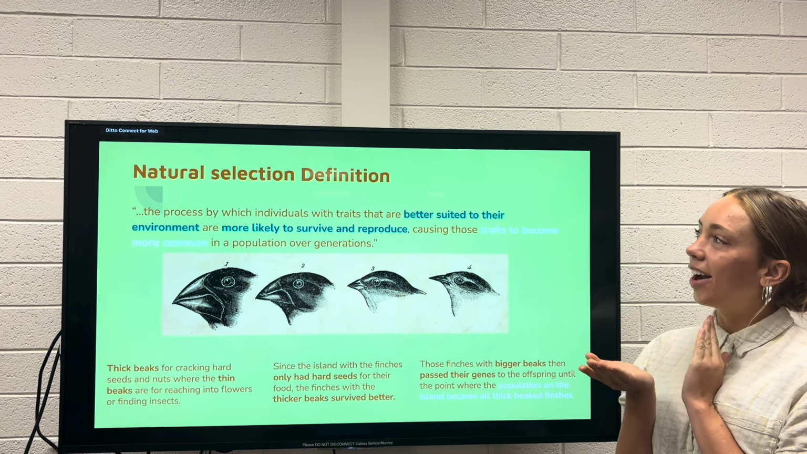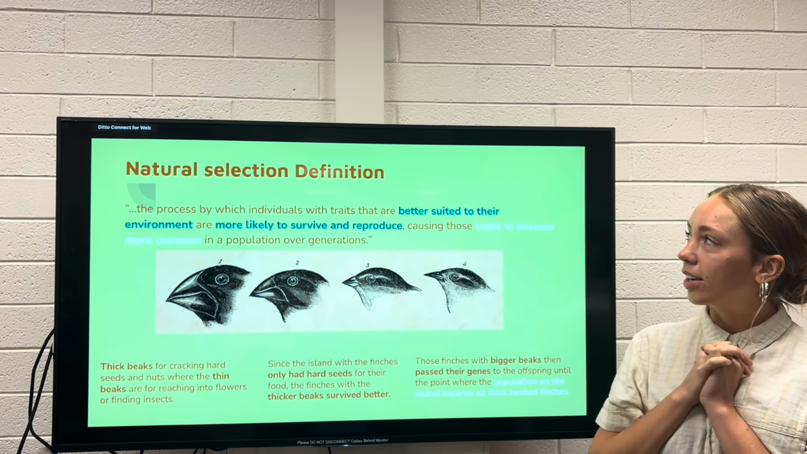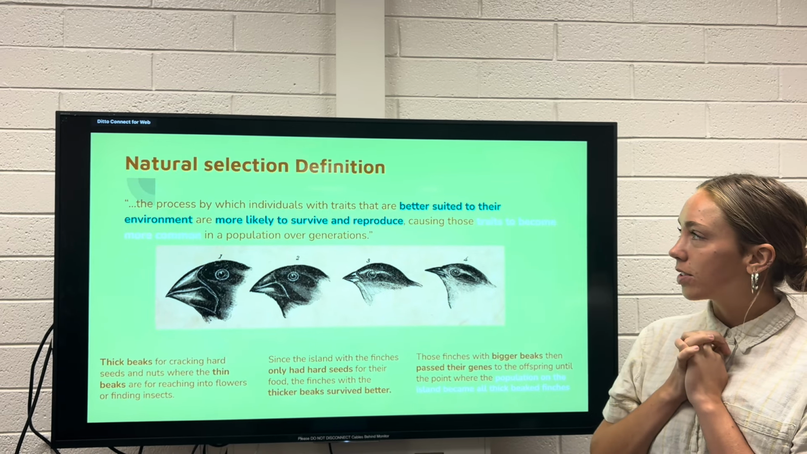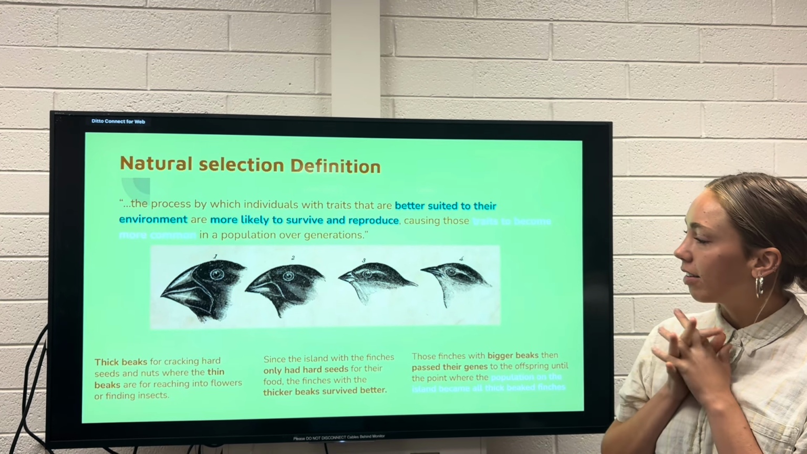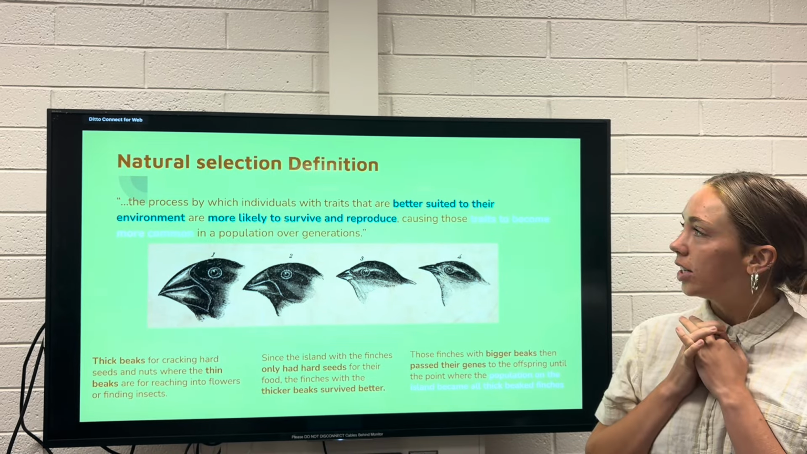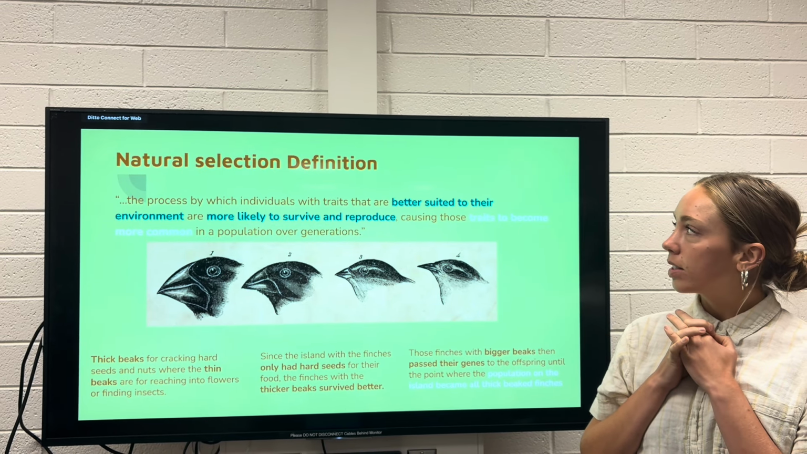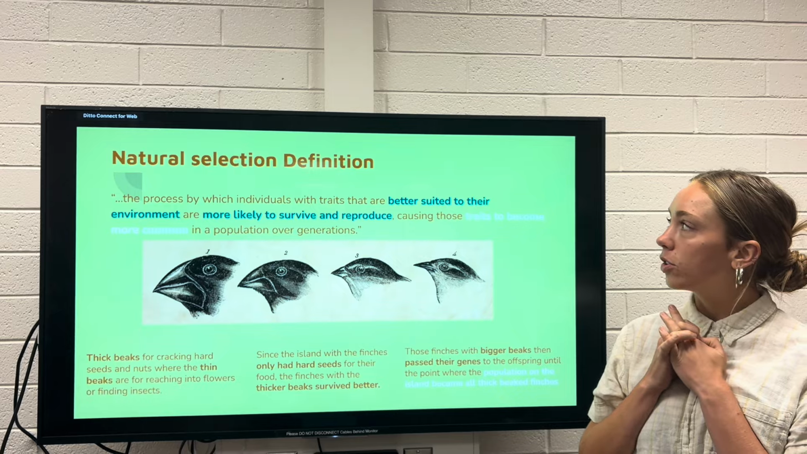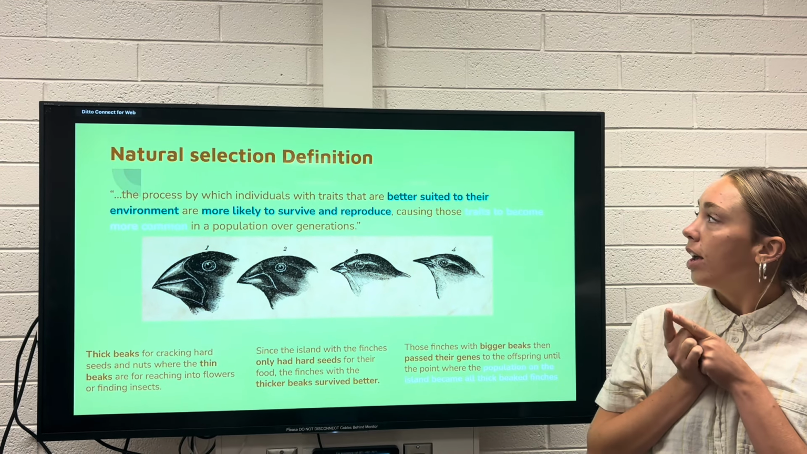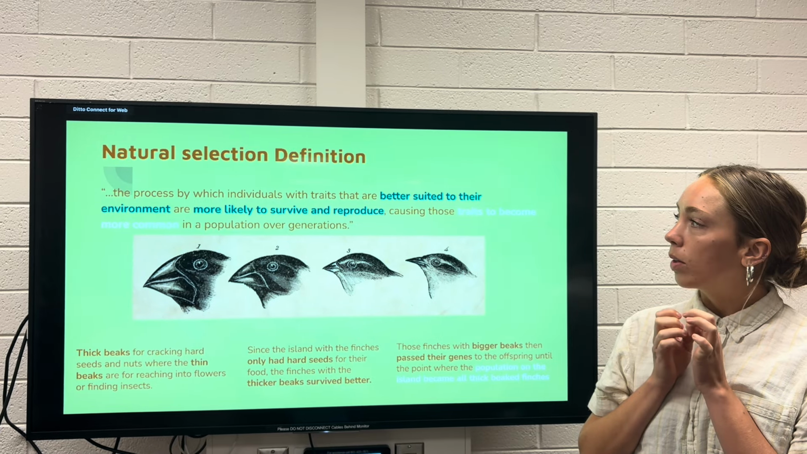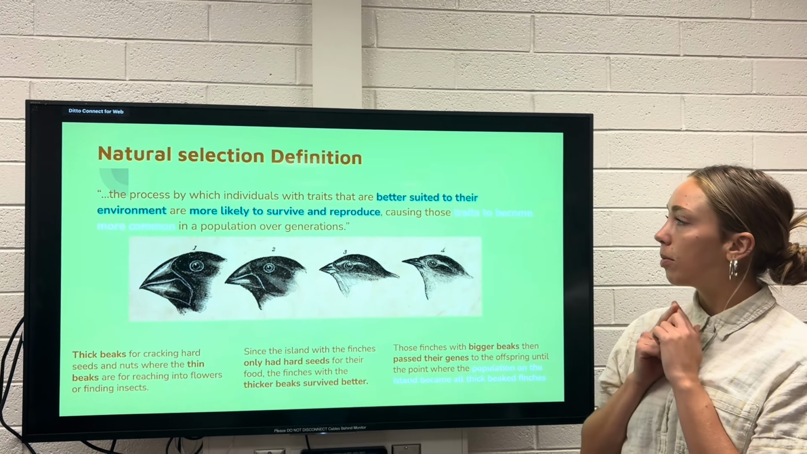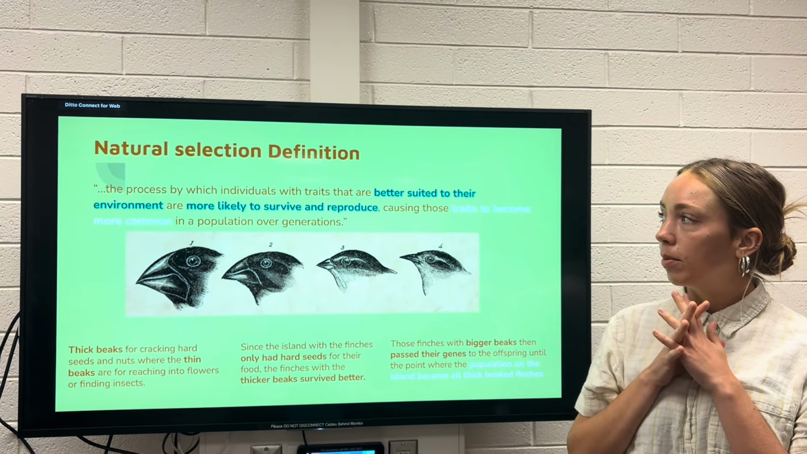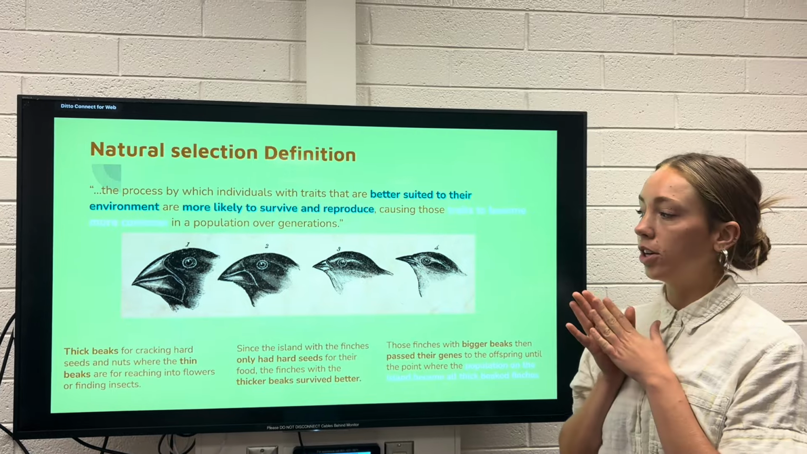Okay, I'm going to be talking about natural selection, which is kind of the general definition of everything that we're talking about in this presentation. It's basically the process where traits that are better suited for the environment are more likely to survive and reproduce. So those traits become more common over time in a population throughout generations.